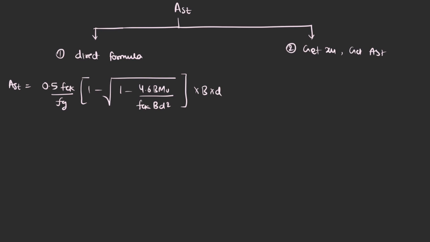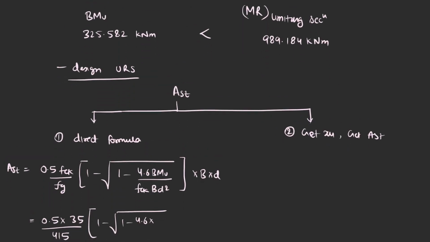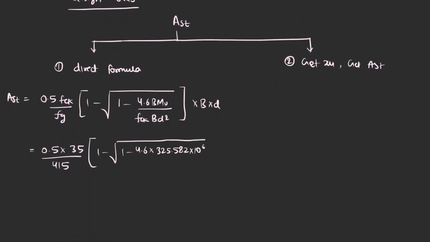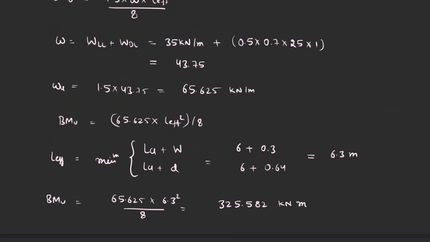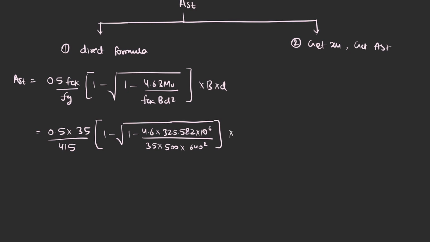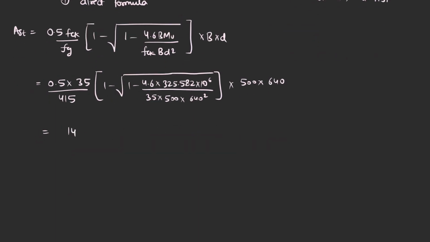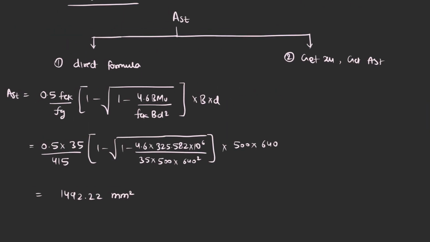On substituting the values: 0.5 into 35 divided by 415, 1 minus under root 1 minus 4.6, factored bending moment was 325.582 into 10 to the power 6, because you have to take it in Newton mm, since the denominator is also going to come in Newton mm. Then effective depth, that is 640 square, into 500 into 640. We have to solve it on the calculator. We are going to find the value around 1492.22 mm square.